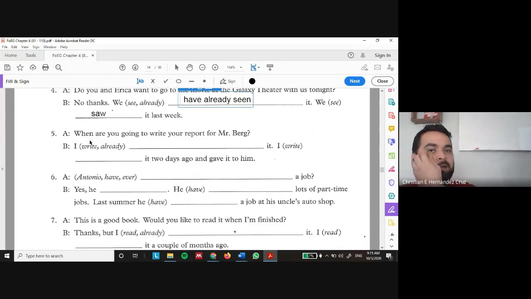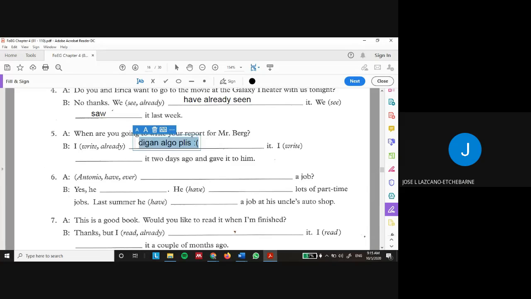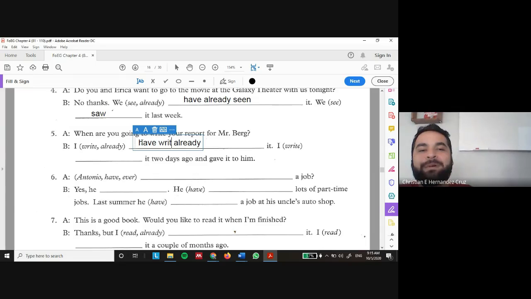Number 5. When are you going to write your report for Mr. Berg? I write already. I have read it already. Okay, so you weren't sure about like how to conjugate this one, so lo dejé básicamente a mitad. So how do we conjugate this right?